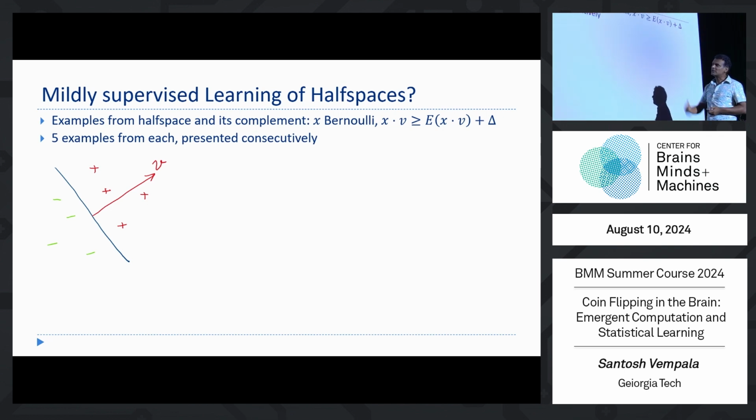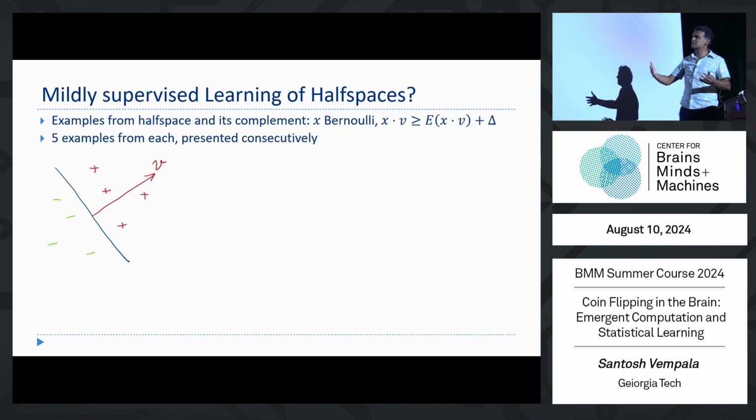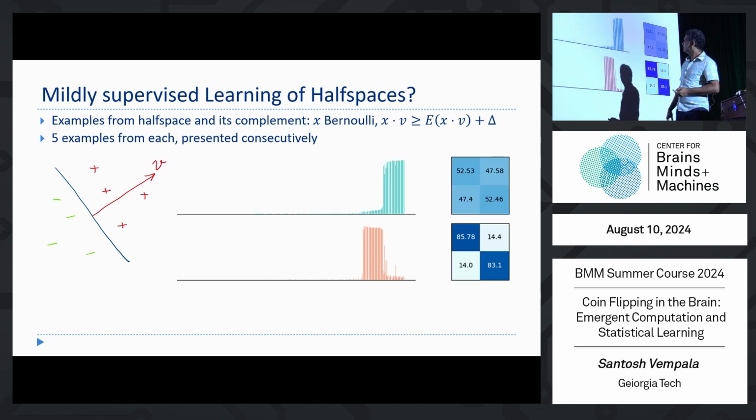And that's it. So we pick a random V. We make sure there's a margin. We draw random examples. The positives are the ones above the threshold. The negatives are the ones below this delta threshold. And we'll just do 5 examples from each in the experiment. And it forms very different assemblies with very little overlap.